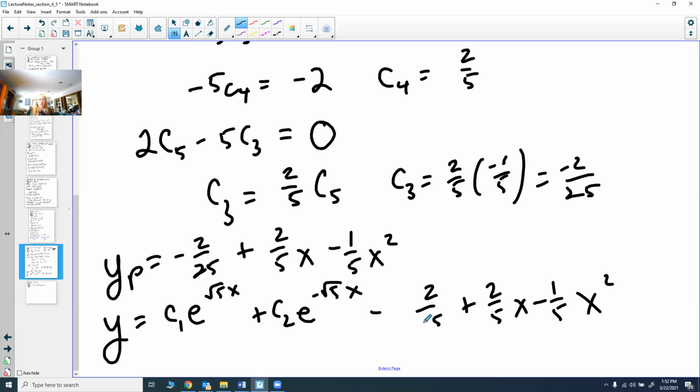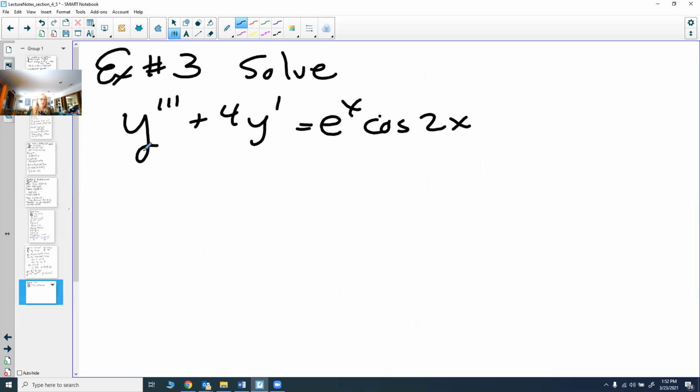All right, let's try one more example of this, just showing you how this works. The third derivative of y plus 5y prime is equal to e to the x cosine of 2x. Again, the very first step is to solve the associated homogeneous equation, which means you just set it equal to 0. So y triple prime plus 4y prime equals 0.